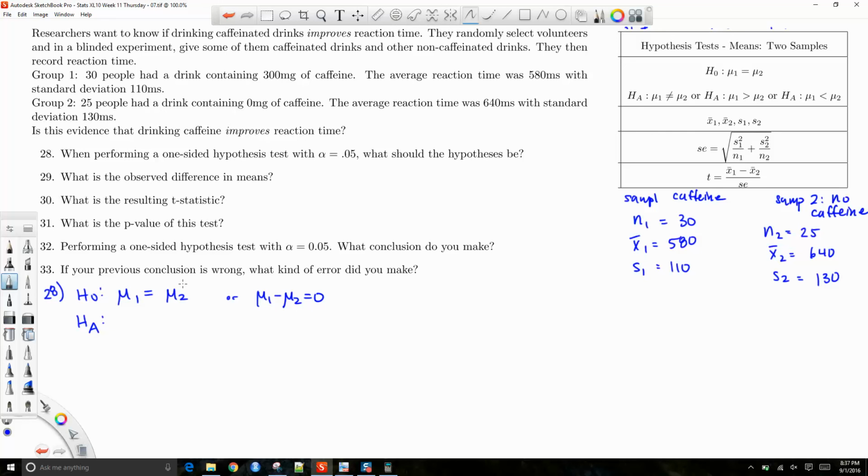The alternative says, you know, we want to know, does caffeine improve reaction time? Okay, so when we're talking about improving reaction time, what does that mean? It means, did you get faster or did you get slower in responding? You got faster in responding. So should your reaction time be smaller or bigger? Your reaction time should be smaller. Okay, so we would expect the group with caffeine, mu1, to be less than the group with no caffeine. Okay?